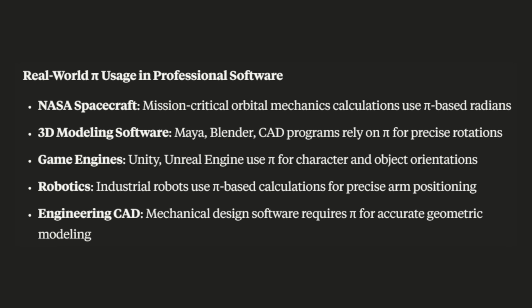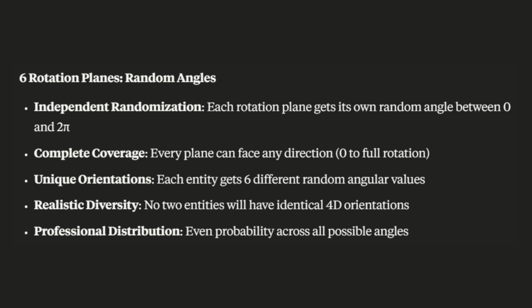This is exactly how real geometric software works. When NASA calculates spacecraft rotations or when 3D modeling software positions objects, they use pi for precise angular mathematics. For our 4D entities, each of the 6 rotation planes gets a random angle between 0 and 2 pi radians.